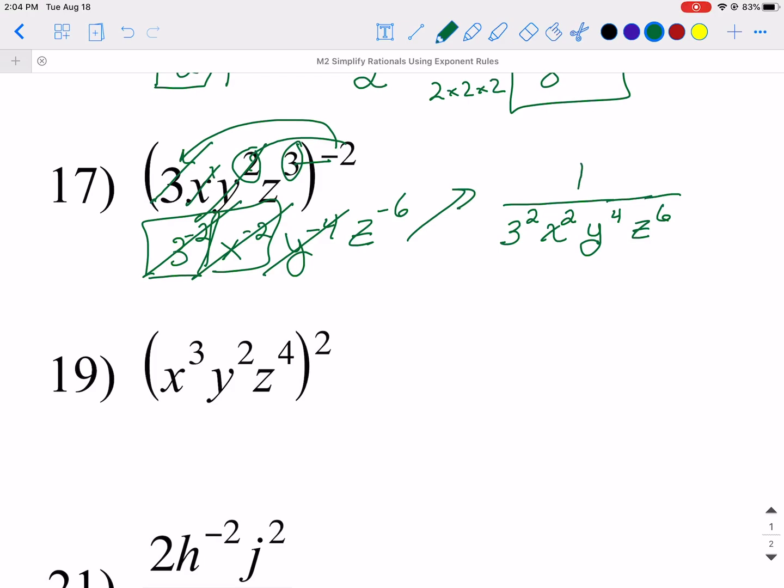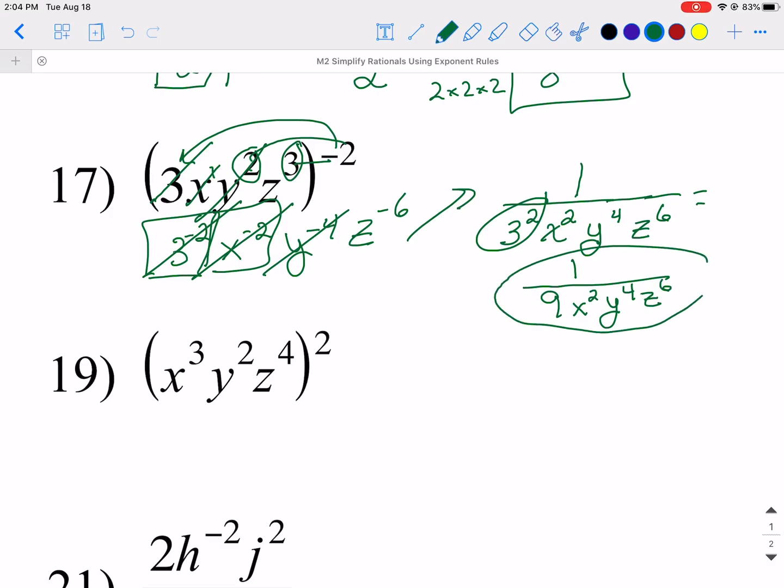Now we would need a number 1 up top because it looks silly if we don't have anything there. Now, last step, 1 over what's 3 squared? 3 times 3 is 9. And then you copy the other variables down. So your answer is 1 over 9x squared, y to the 4th, z to the 6th.